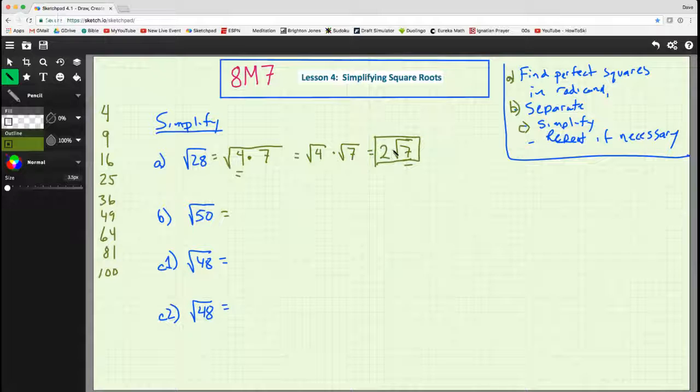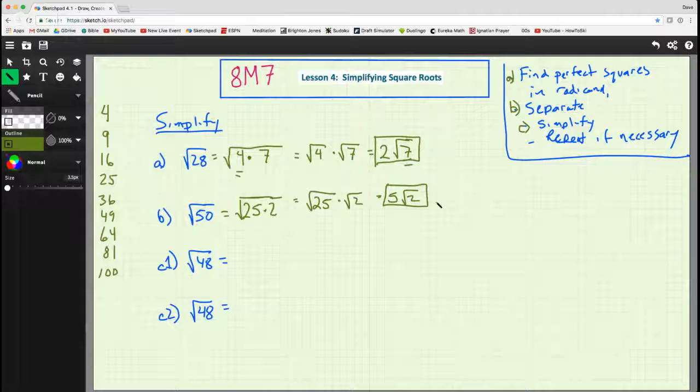Now let's do the same thing with 50. Well, 4 doesn't go into 50, 9 doesn't go into 50, 16 doesn't, but 25 goes into 50. So that's equal to 25, and then what's left over? 2. So now we're going to split them into 2 radicals. The square root of 25 is 5 times the square root of 2. And the square root of 2 is as simple as it can be.